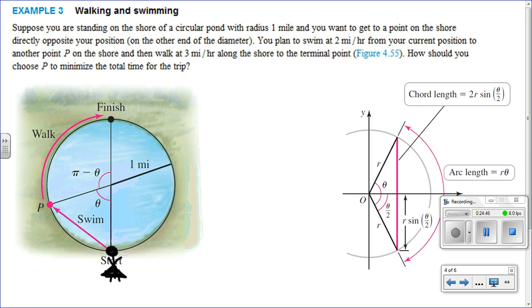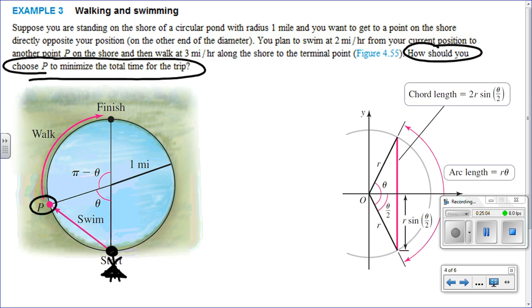So they want you, how should you choose P? Here's a question, it's usually at the end. How should you choose P? What is that going to be? Okay, we'll figure it out. Oh, right here. To minimize the total time of the trip. Now, even though it says minimize, we still have to do the same steps, right? Because it's just optimization. You find the equation, derivative, equal to 0. So let's see what they're talking about.